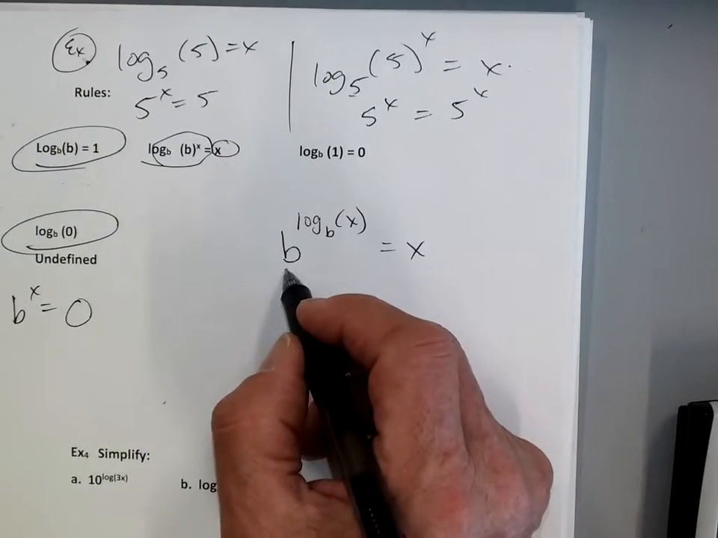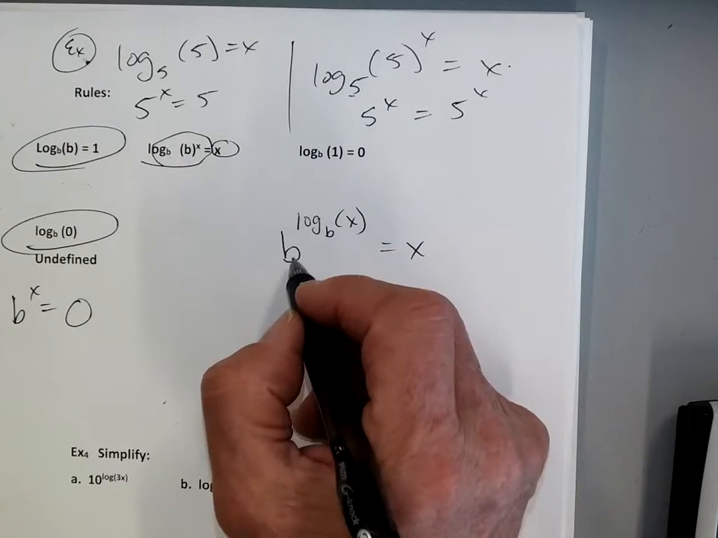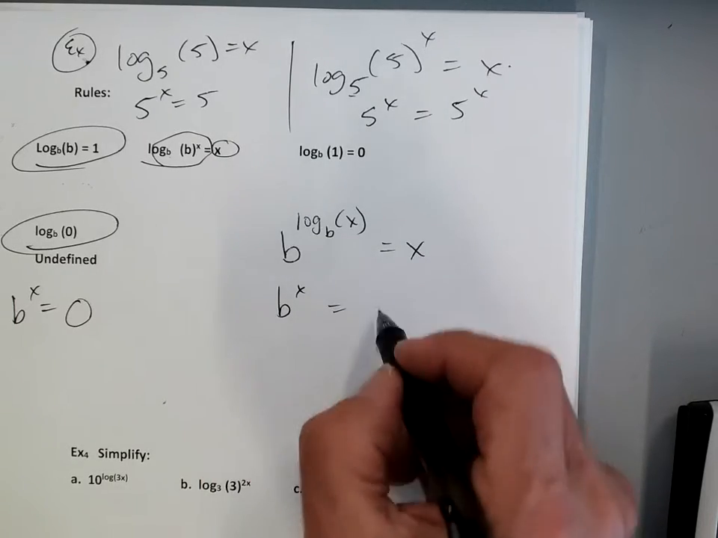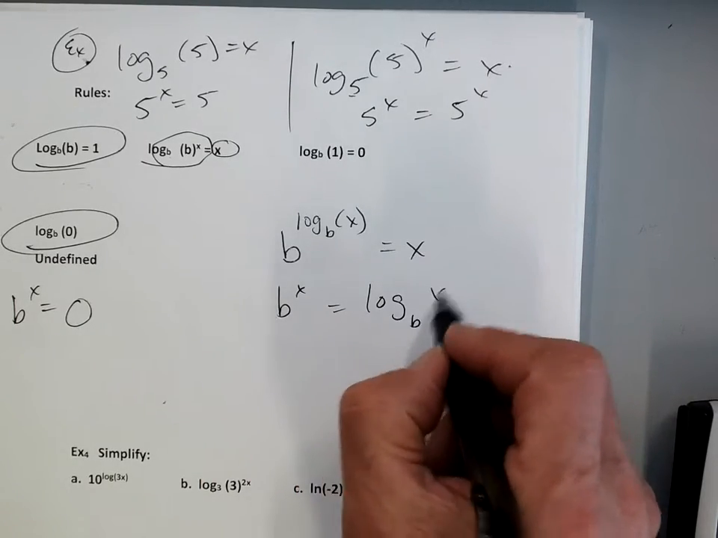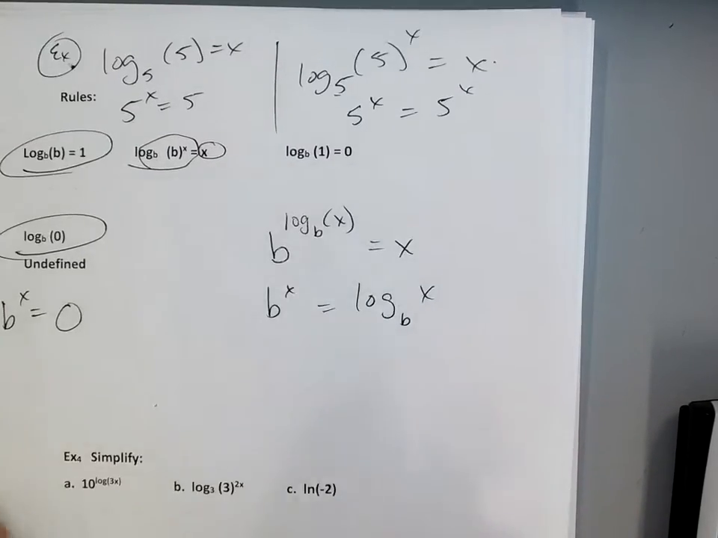And finally, this one is just like this rule up here. These kind of cancel each other out, but you got b to the x. Log base b of b to the x, right? And then you can just say that it equals x. Okay, all right, that is it.